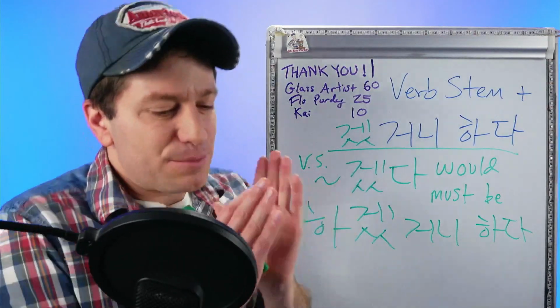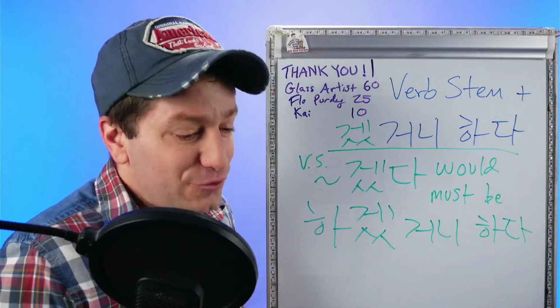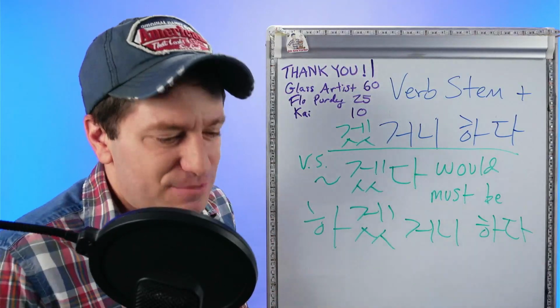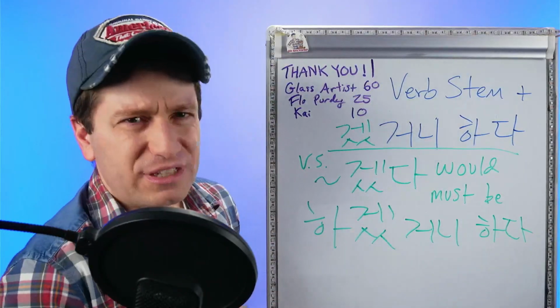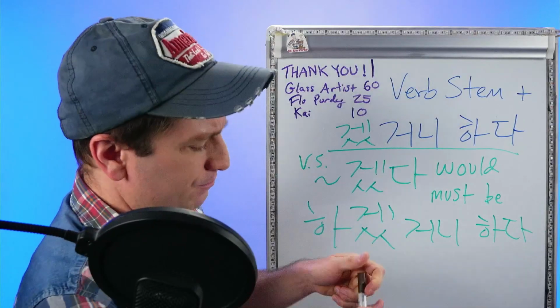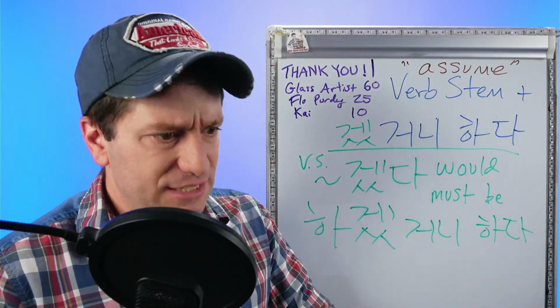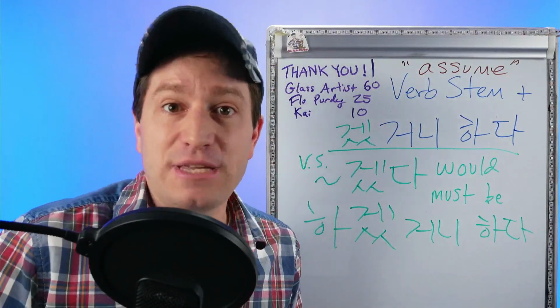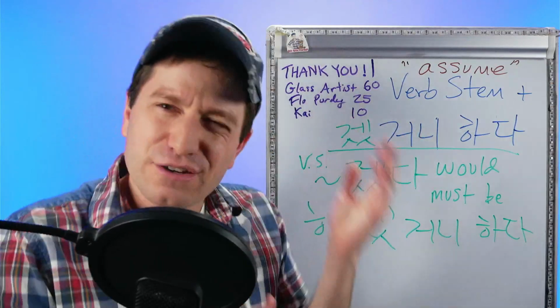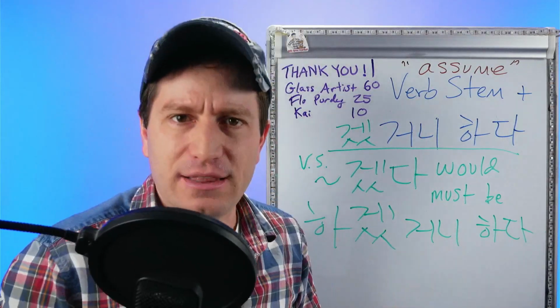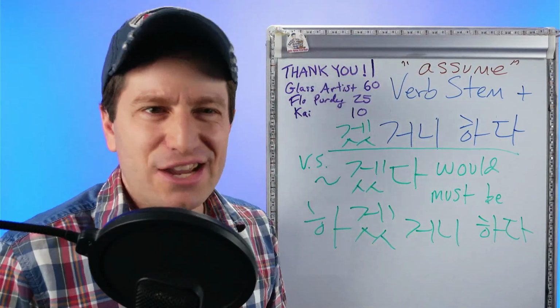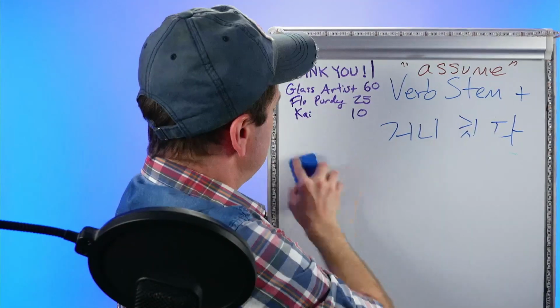To make this more simply, this form is used by the speaker to make a guess about something. So a really simple way to translate this form is assume. What you're literally saying is, yeah, I agree that it must be that way, or it would be that way, or I confirm it would be that way, or it must be that way, like that. But more naturally, this is just how you say, I assume.